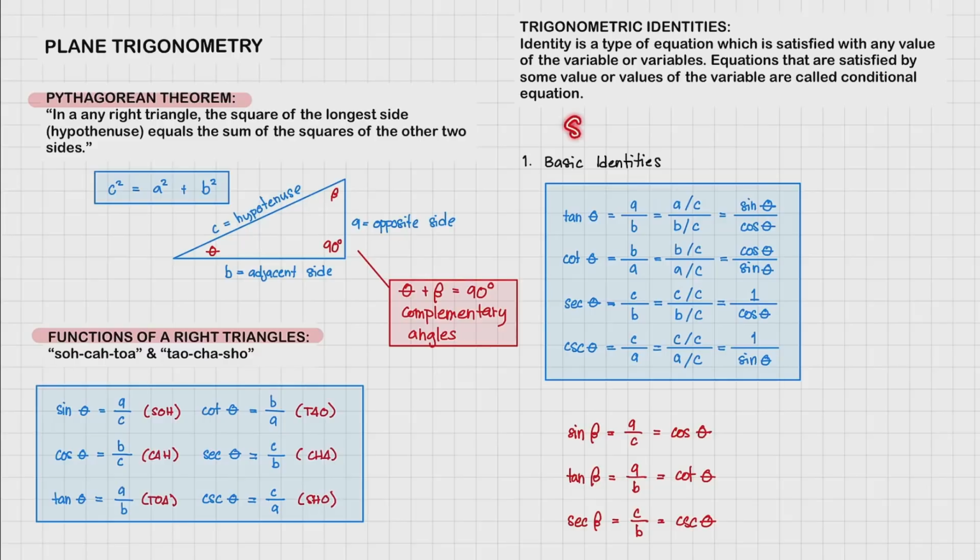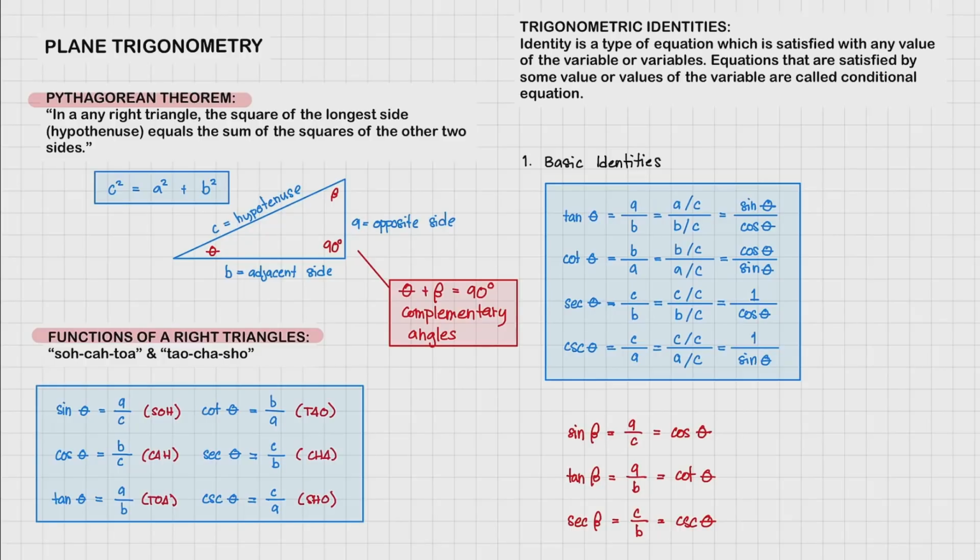So, how about this one? Sine theta is equal to 0.5. This is an example of a conditional equation. Why? Because this is only true if your theta is equal to 30 degrees or 150 degrees. So, those are the definitions of an identity and a conditional equation.